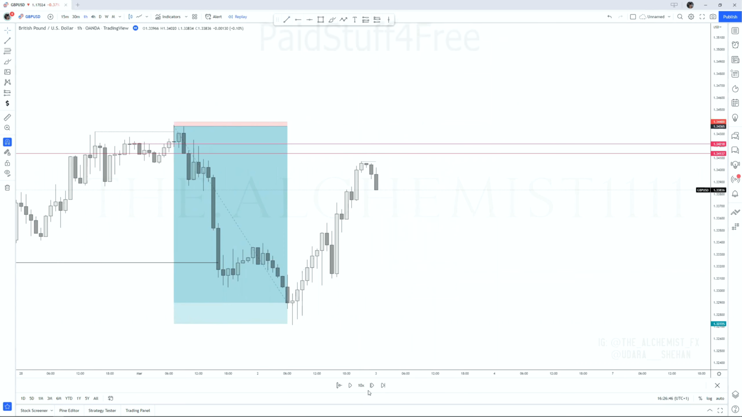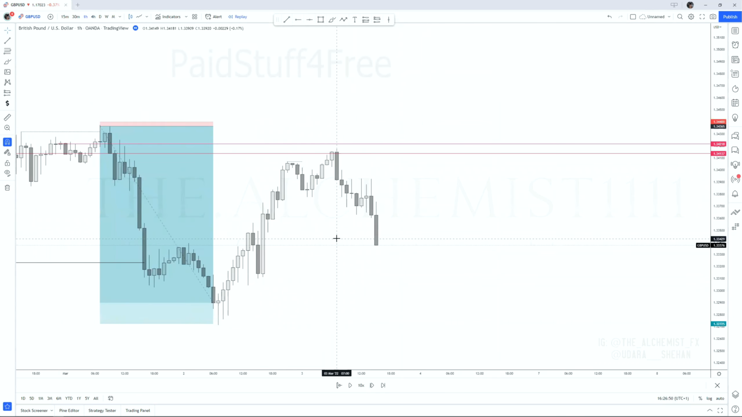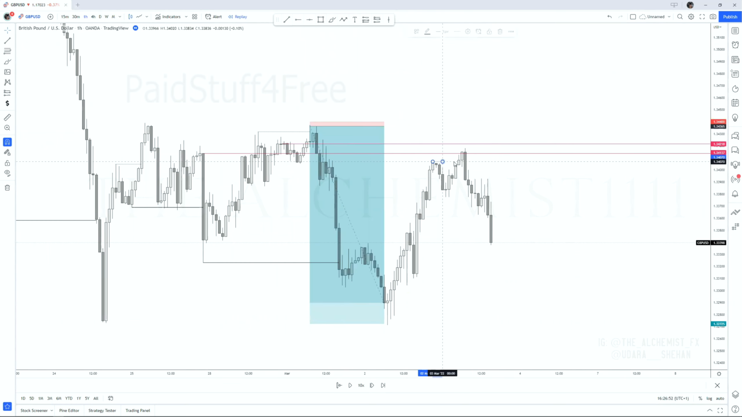Liquidity below. I think that's the Asian high. And there it goes, taps. This is it, London time. Look at this once again. 7 a.m. See that? Right at 7 a.m., it taps into that and then it starts to drop.